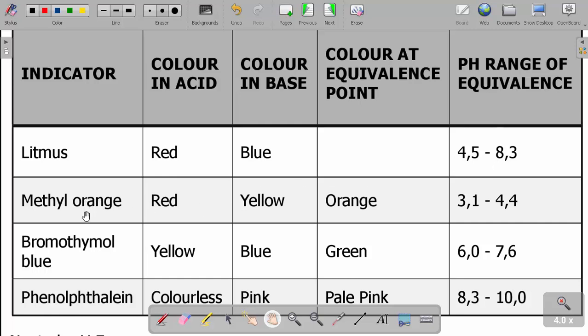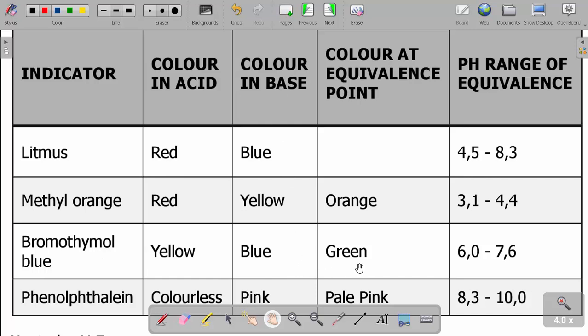And then if I talk about methyl orange, it is red in acid, and methyl orange is yellow in what? In the base. And then at equivalence point, it turns to orange. And the pH ranges from 3,1 to 4,4. And then bromothymol blue is yellow in the acid, and bromothymol blue is blue in the base.